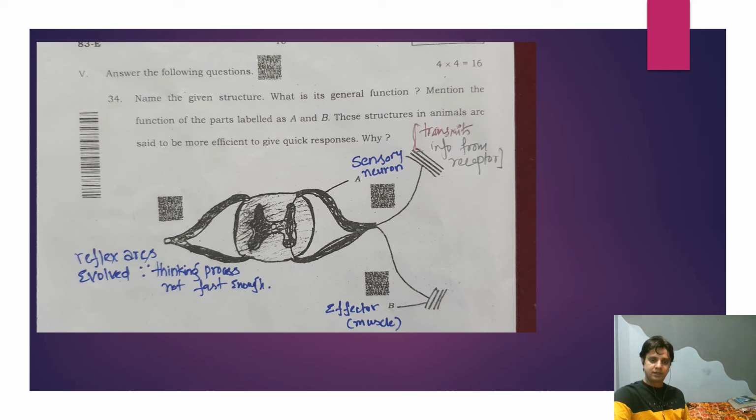34th question. They've given the diagram and asked what the structures labeled A and B are, and why such structures are said to be more efficient. So structure A would be a sensory neuron, structure B would be the effector, which is the muscle. These structures are more effective because reflex arcs evolved since the thinking process is not fast enough, and they help us to respond to stimuli whenever the need arises. And also the function of a sensory neuron is that it transmits information from receptors.